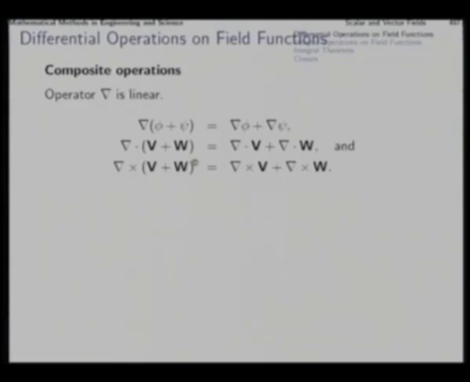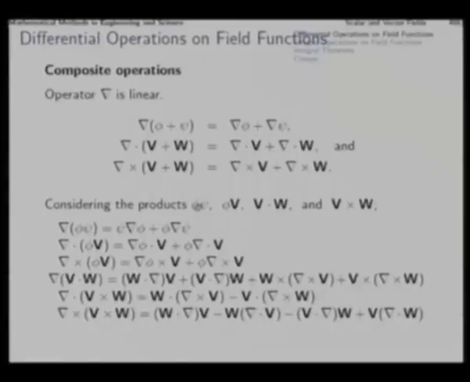Next, we consider the del operator applied over products of field functions. Four cases may arise. The product of two scalar fields is again a scalar field. The product of a scalar field and a vector field is a vector field, and the product of two vector fields can be in two ways. One is the dot product, which is a scalar, and the other is a cross product, which is a vector. When we apply the del operator on these four composite functions, these are the way to apply the operator.